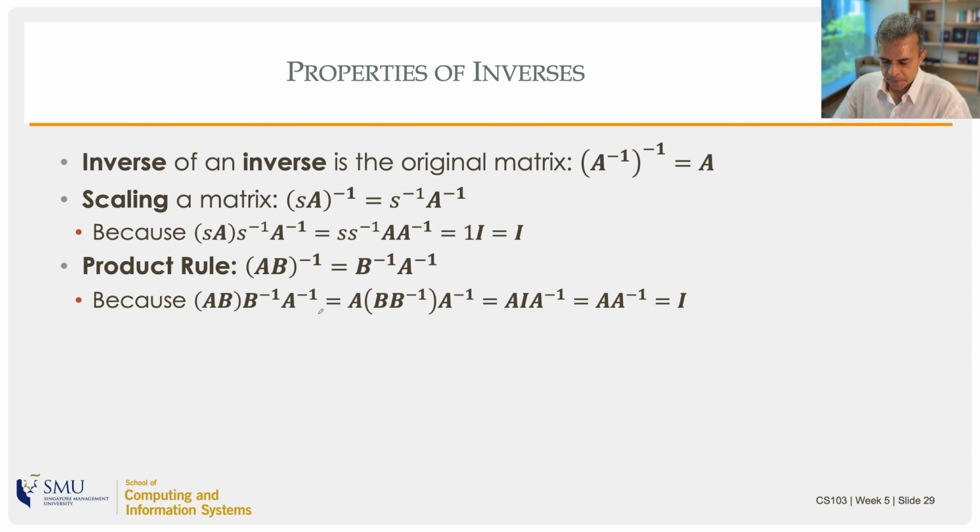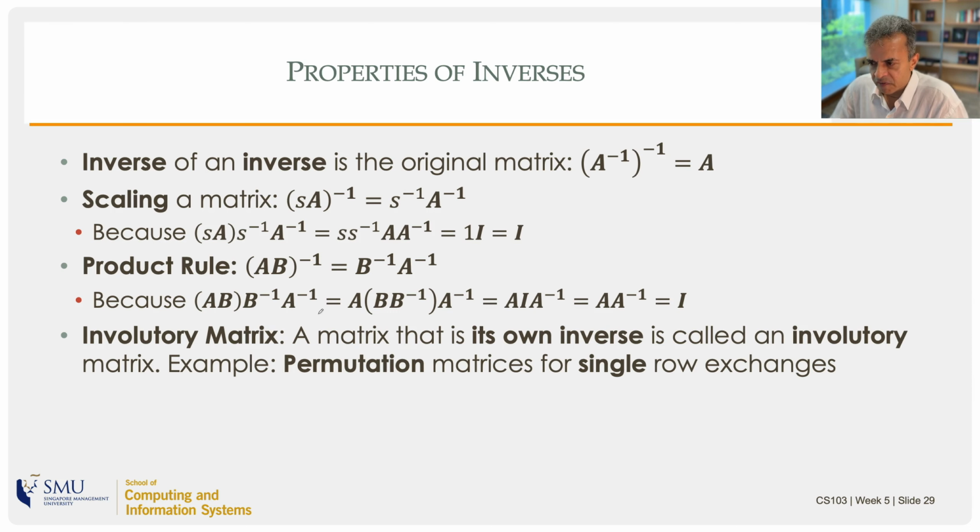If a matrix is its own inverse, then it's called an involutory matrix. The example is a permutation matrix of a single row exchange. You swap 2 rows and then you go and swap them again using the same permutation matrix. You get back the original matrix.